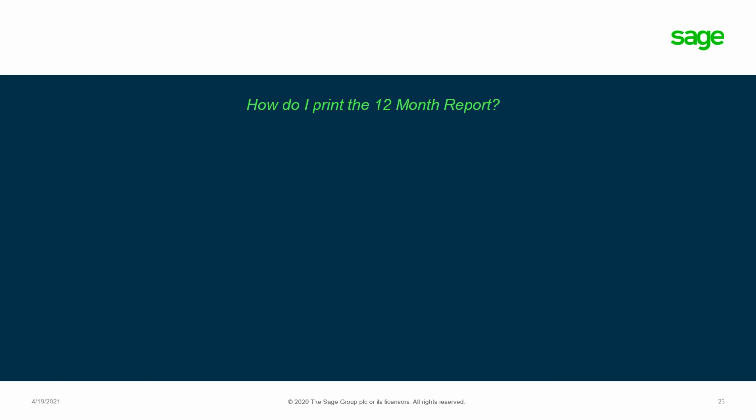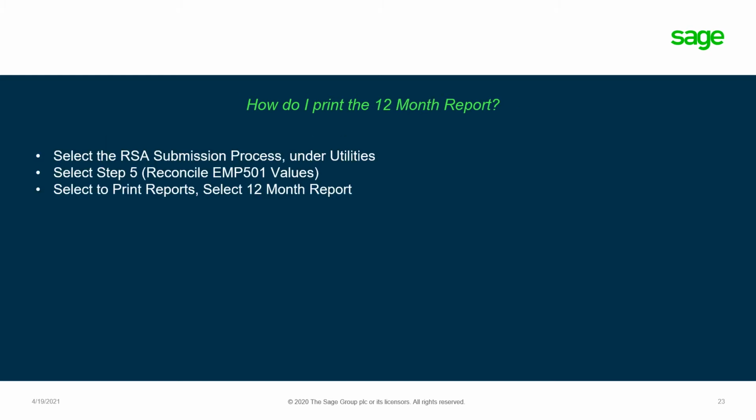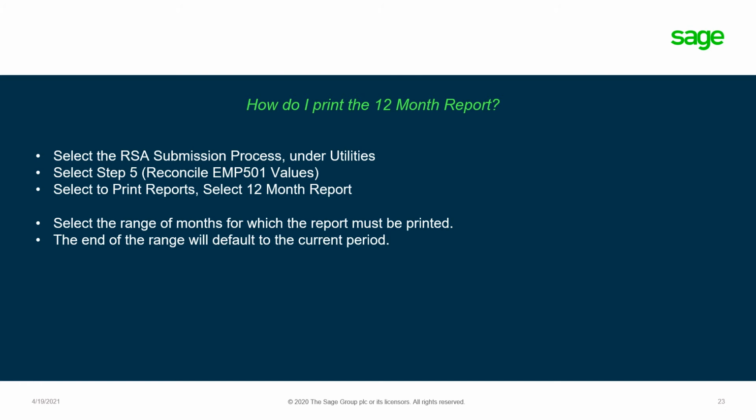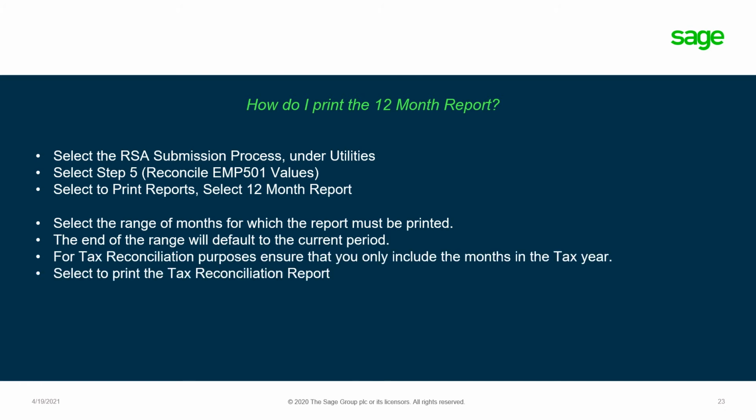How do I print a 12-month report? Select the RSA submission process under Utilities. Select Step 5, Reconcile EMP 501 values. Select to print reports. Select 12-month report. Select the range of the months for which the report must be printed. The end of the range will default to the current period. For tax reconciliation purposes, ensure that you only include the months in the tax year.